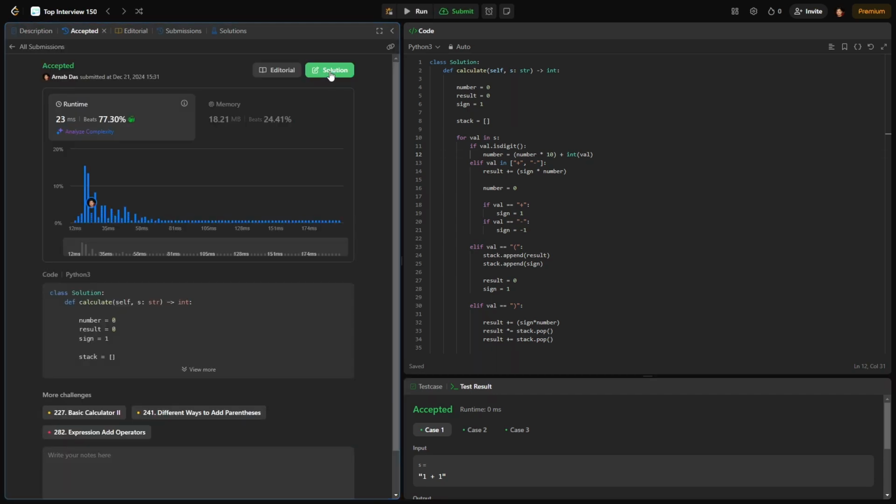As you can see, the code submission is successful and it is beating 77.30%. And this code cannot be further optimized because it's currently big O of n, which is pretty efficient.